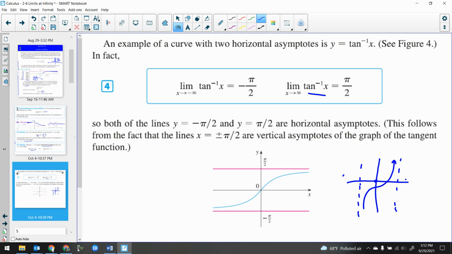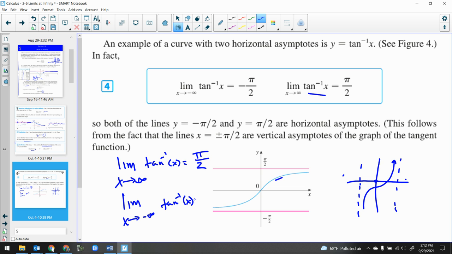So it can have two horizontal asymptotes. What does this mean? What is this implying? I'm implying that the limit as x goes to infinity, as I keep getting bigger and bigger, of inverse tangent of x, what's it going to level off to? It is pi over 2. Likewise, I can say the limit as x goes to negative infinity of inverse tangent of x is negative pi over 2 as well. Okay? So both of those things are true statements because I see horizontal asymptotes in there.